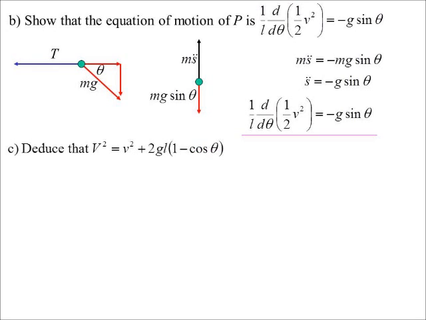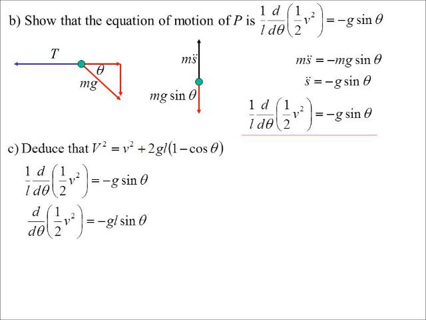Now we're going to deduce that capital V squared is little v squared plus 2gL times (1 minus cos theta). Okay, we've just proven that, so there must have been a reason for it. Let's play with it. So I multiply by L. I now have d/d theta, but it's in terms of theta, so I don't have to do anything fancy here. I can just integrate with respect to theta. And I get a half v squared as gL cos theta plus some constant. Multiply through by 2. And that's looking good because I've got a 2gL over there.